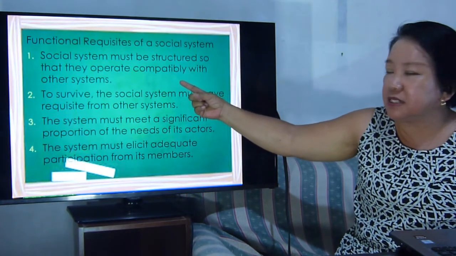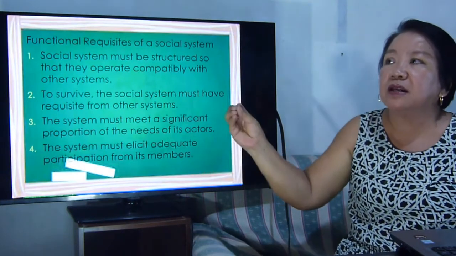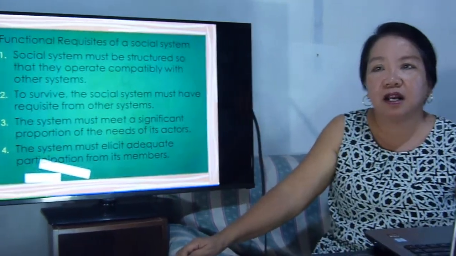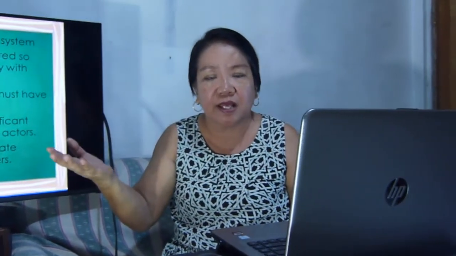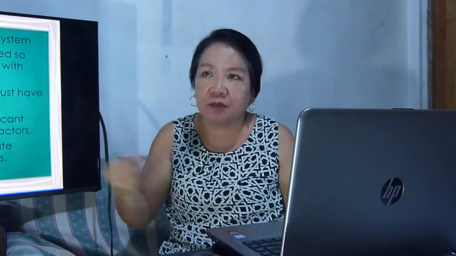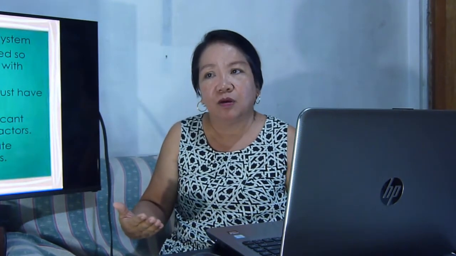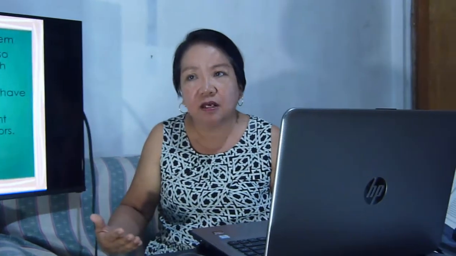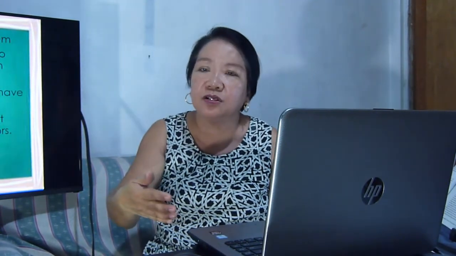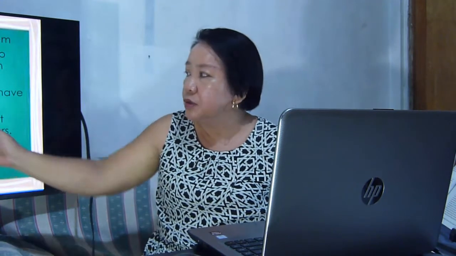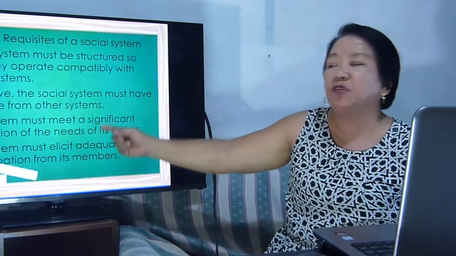all of the structures in the organization must operate compatibly. Example, yung sa registrar. Sa registrar, naayos ko ba? We ask for the list of the students. Para ma-check, counter-check namin doon, are the students in the list present in our class? Or are there students in the class who are not in the list? So, ayusin namin yan. Then, go to the treasurer's office and so on. So, we have to cooperate. So, to survive, the social system must have requisite from other systems.